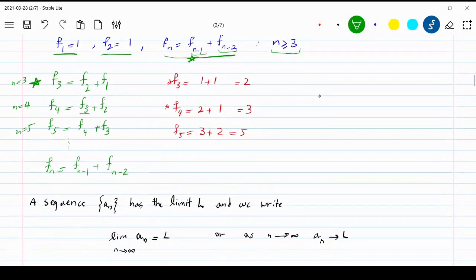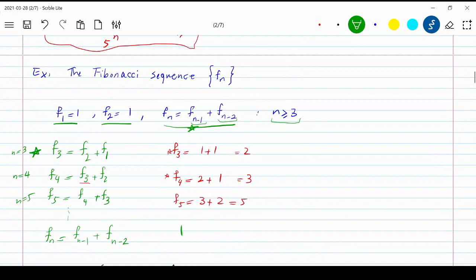It would be quite a bit easier if I write it this way. The first element is 1, the first term. The second term is given as 1. The third term would be the sum of these two, which is 2. The fourth term, sum of these two, 3. The fifth, sum of these two, which is 5. And the sixth entry would be the sum of these two, 8, and so on. You can continue. 13, 21.